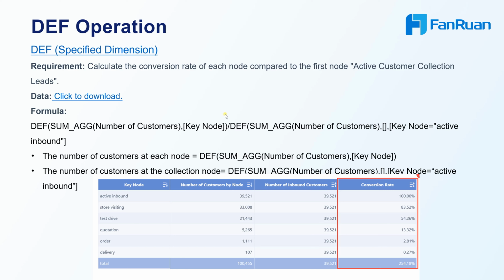Here's an example of conversion rate analysis. You can find the data in the PPT, or you can directly search for the keyword define in the help documentation. The example is also included there. Let's take a look at the required result. This is a detailed table of customer numbers at each stage in a car sales process. We're going to find BI to check it out.